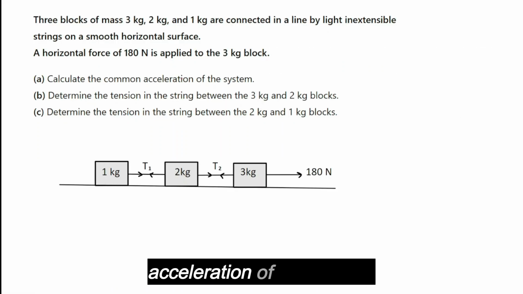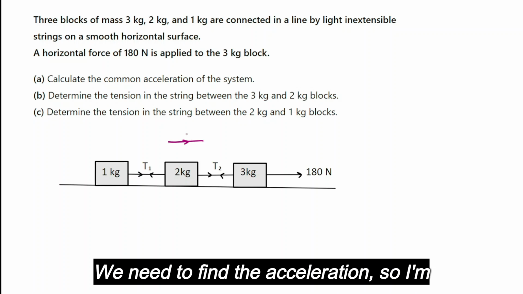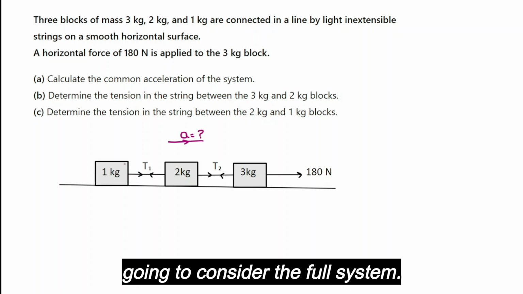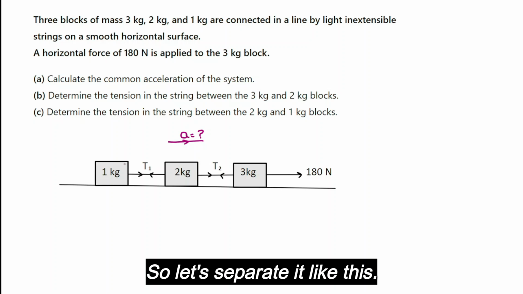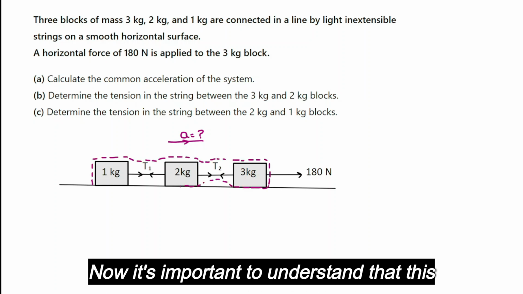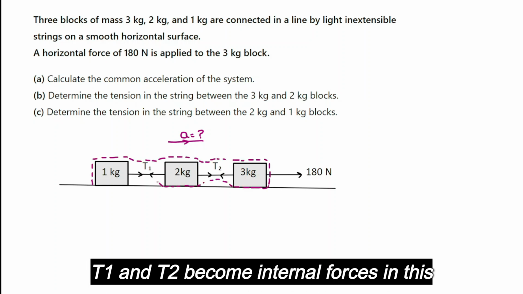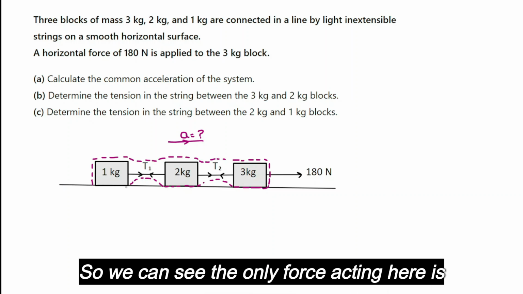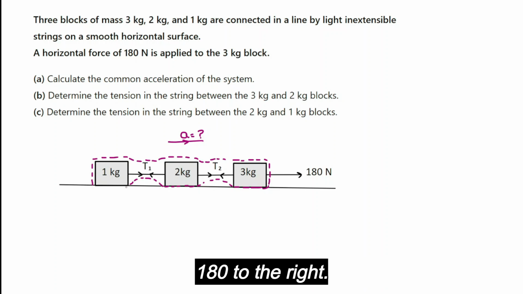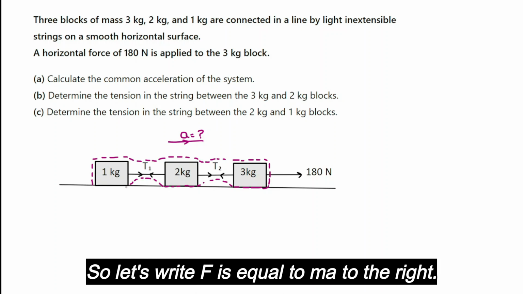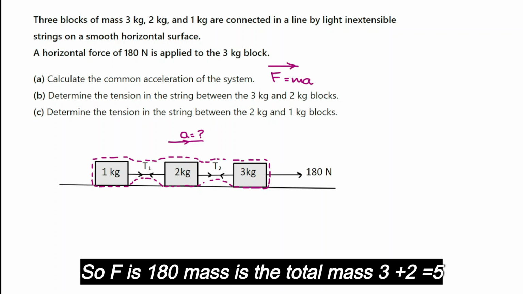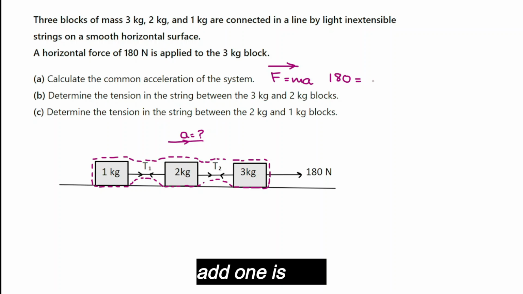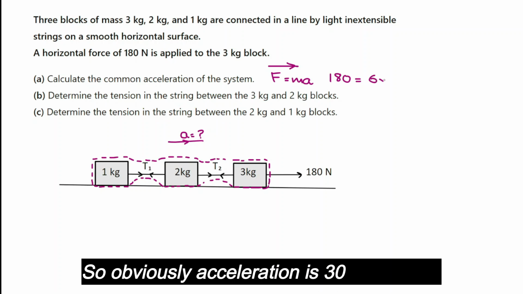Part A. Calculate the common acceleration of the system. We need to find the acceleration. So I'm going to consider the full system. Let's separate it like this. Now it's important to understand that this T1 and T2 become internal forces in this system, so you don't really need to worry about them. We can see the only force acting here is 180 to the right. So let's write F = ma to the right. F is 180. Mass is the total mass: 3 add 2, 5 add 1 is 6, times a. So obviously acceleration is 30 meters per second squared.